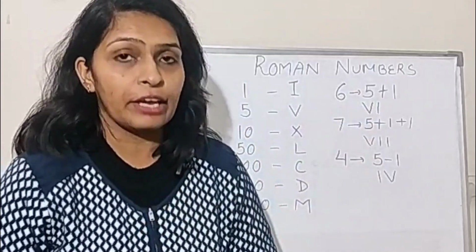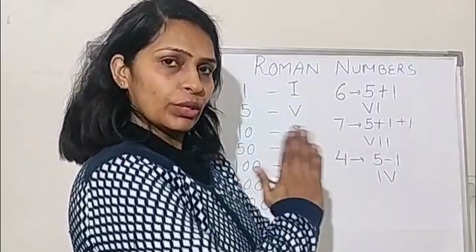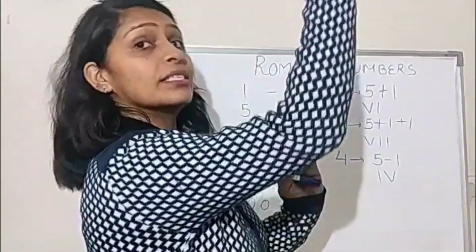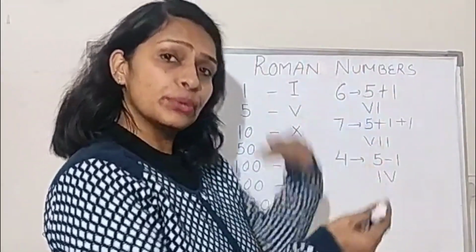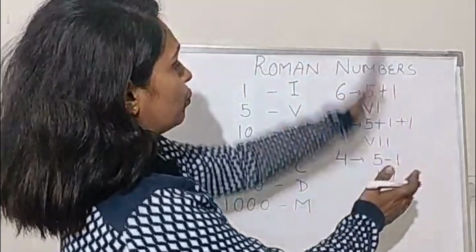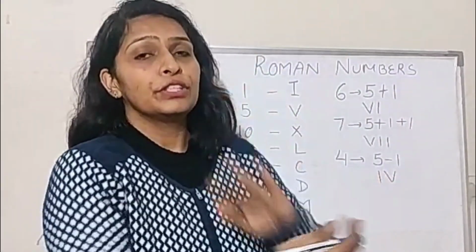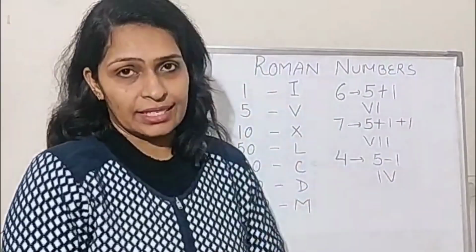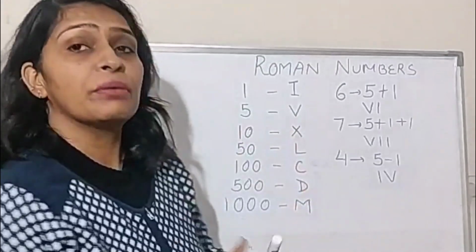So you have to be very, very careful. If I'm adding something to the base number, it will go towards the right side as it is rising. If I'm lowering the number, it will go towards the left side, to the left of the base number. Let's understand one more example.